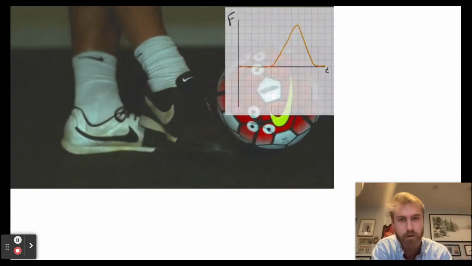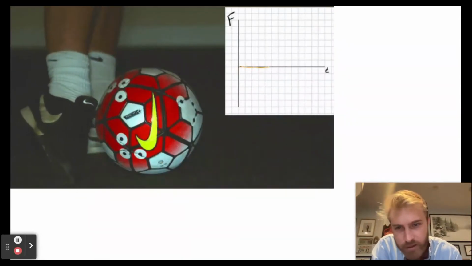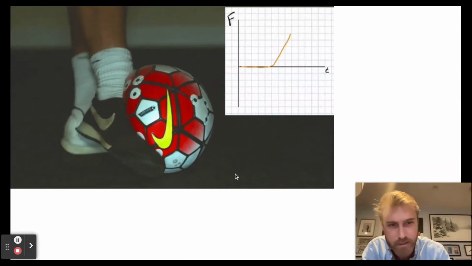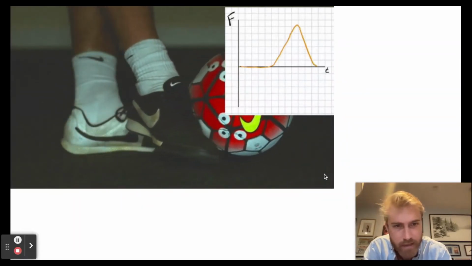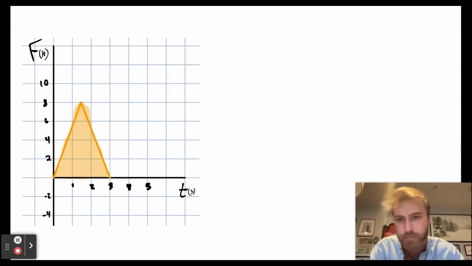Awesome. Let's watch that one more time. As soon as the soccer player's foot touches that football, we start to get a force. And then we have a max force and we diminish back to zero. We see that triangle shape again.